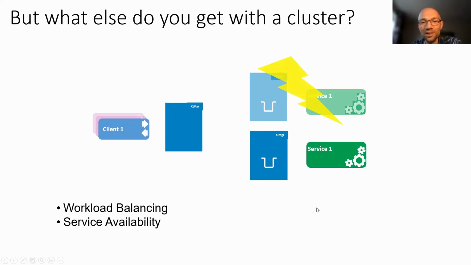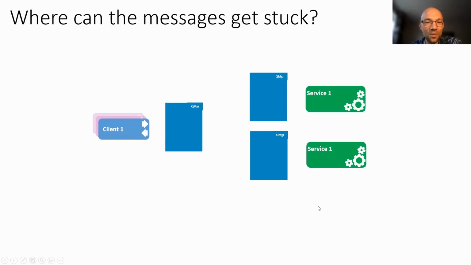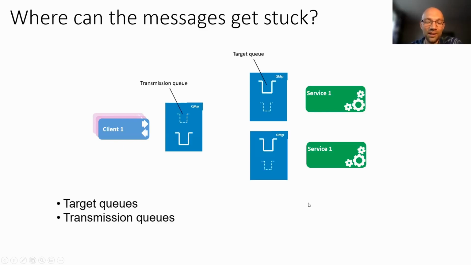Of course, when you consider things like fault tolerance and availability, we do need to consider where messages can get stuck when there is a failure, because it's not quite as simple as what I had in the previous slide. There are a number of points where you need to think about what might actually happen if there is a failure. So messages can get stuck in several places, on one of the many queues that are used between the client and the service.